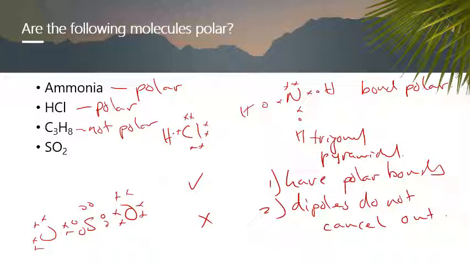Okay, are the bonds polar? Yes, bonds are polar. Do the dipoles cancel out? Okay, first let's look at the two atoms, oxygen. They're the same. So what is the shape? Shape is a bend. So the moment the shape is a bend, we know the dipoles can no longer cancel out. So this one is polar.